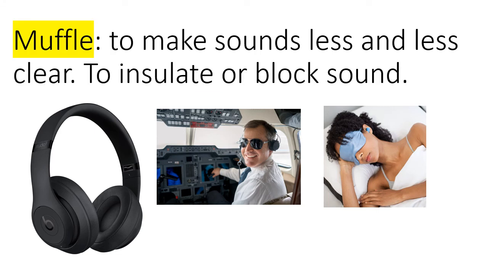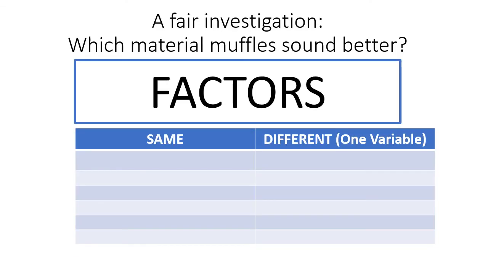So what do we mean by muffle? Muffle means to make sounds less and less clear, to insulate or block sound. So we want to plan a fair investigation about which material muffles sound better, which factors would be the same, and which one would be different.